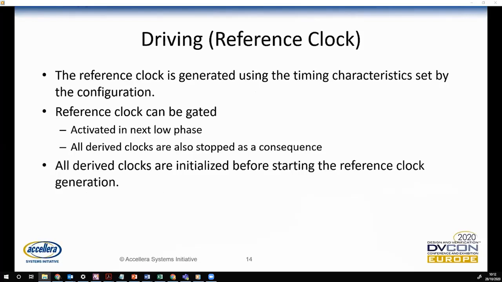The reference clock process uses the timing characteristics set by the configuration for generation. It can be gated, which is activated in the low phase of the clock. As a consequence, all derived clocks are stopped. To ensure that the derived clocks are starting with a defined state, they are initialized at the beginning of the reference clock process.